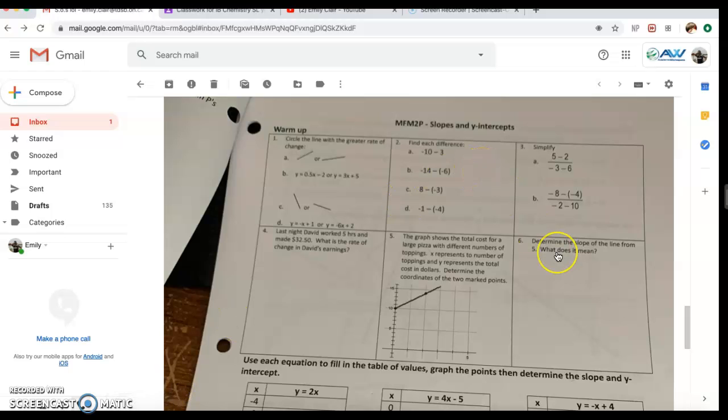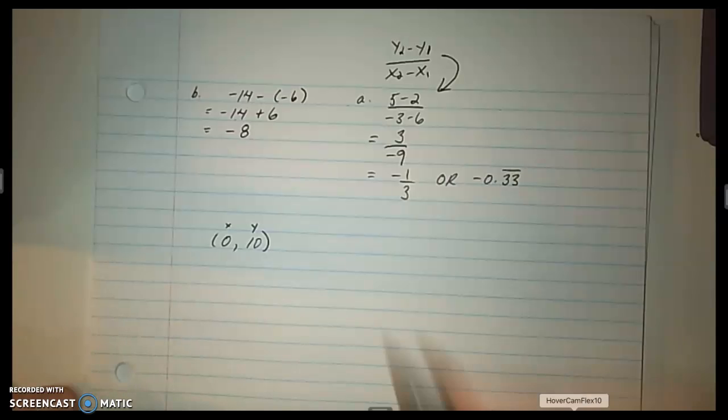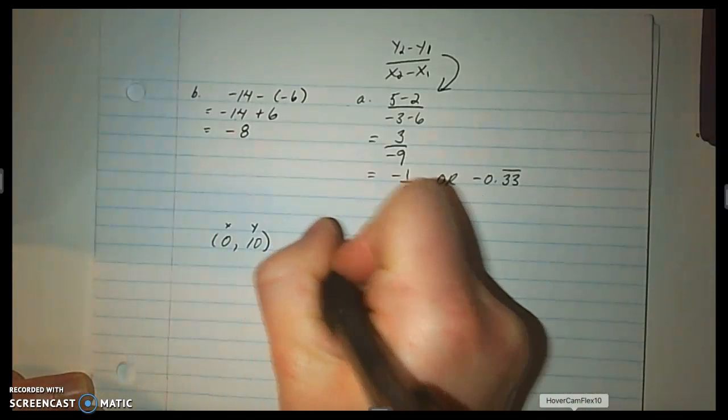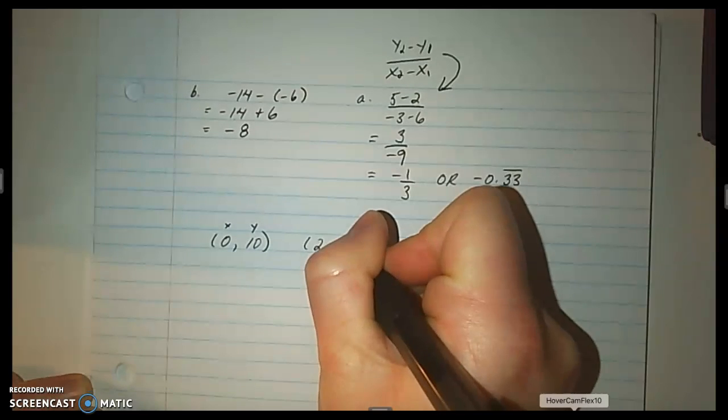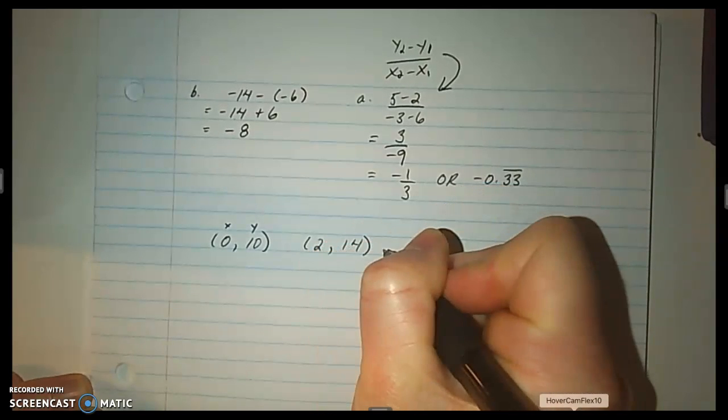And then determine the slope of the line from 5. What does it mean? Okay, so let's go through that. I already wrote down that the first point was 0, 10. The second point here is 2 on the x, and if I read here, it looks like 14 on the y. So I'm going to flip back here. I've got 2 on the x and 14 on the y.